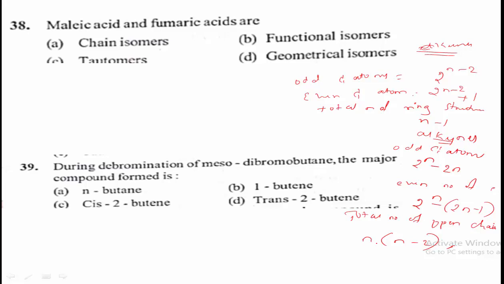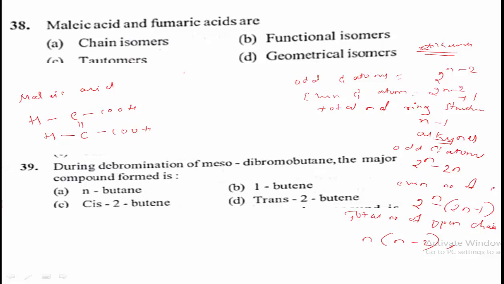Question number 38. Malic acid and fumaric acid are either chain isomers, functional isomers, tautomers or geometrical isomers. Students, for answering this question, first we write the structure of malic acid and fumaric acid separately. I write here malic acid: H, here C double bond C, here H, and here COOH, here also COOH.